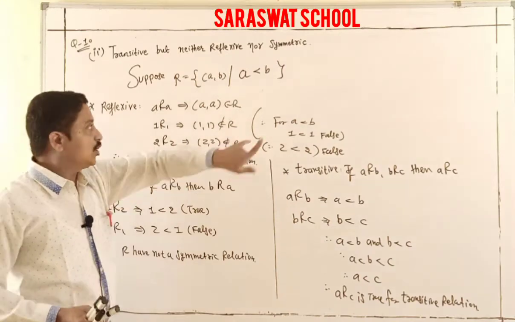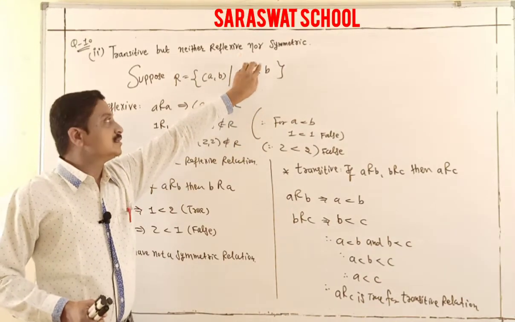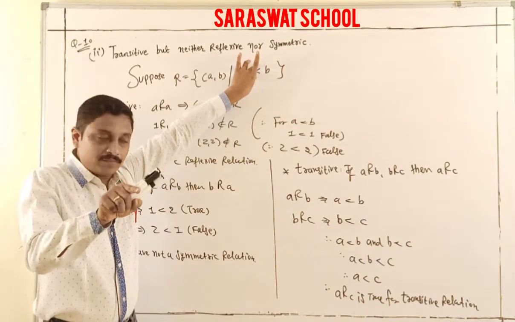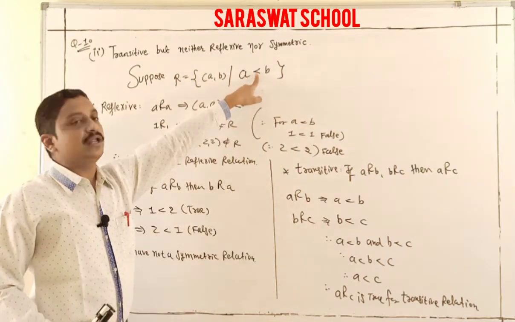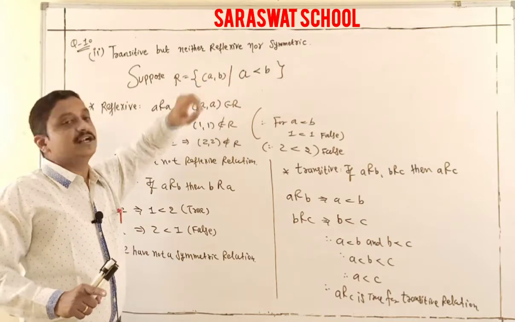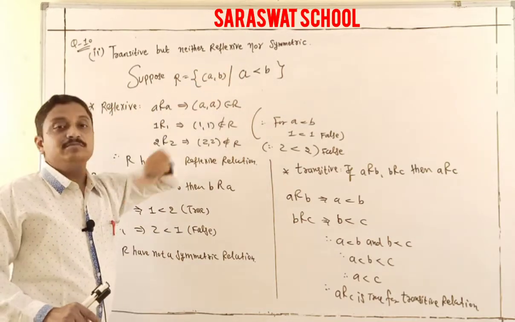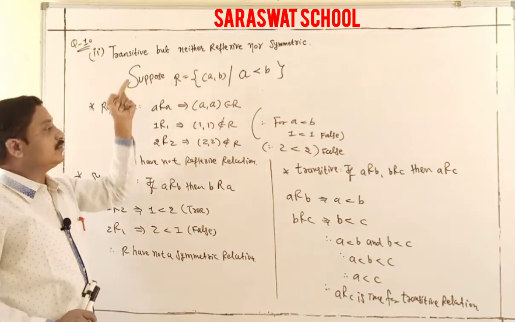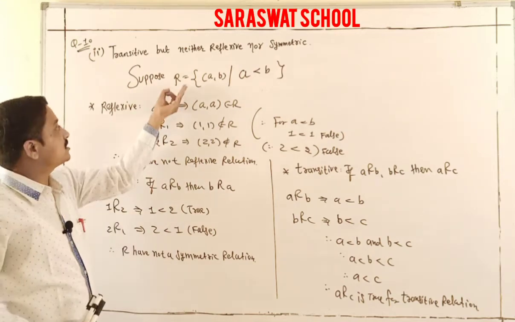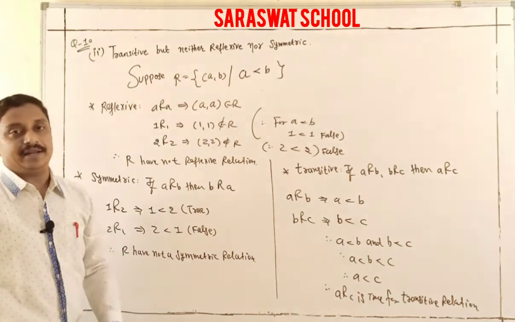Students, I again repeat: here, in place of less than, you can write greater than, which is also valid. But you never write equal, because if equal is written then reflexive is done, symmetric is done, and transitivity is also done. So depending on our question, I suggest my supposition for R.